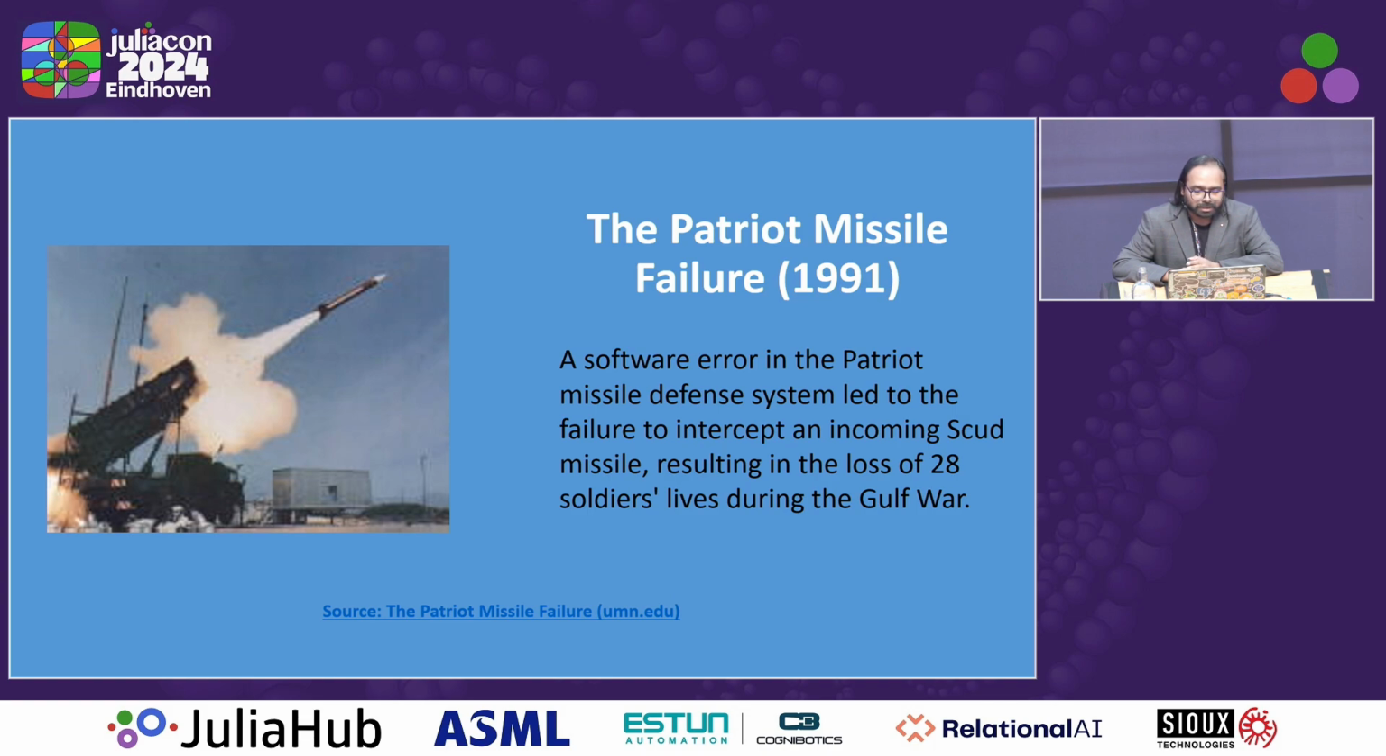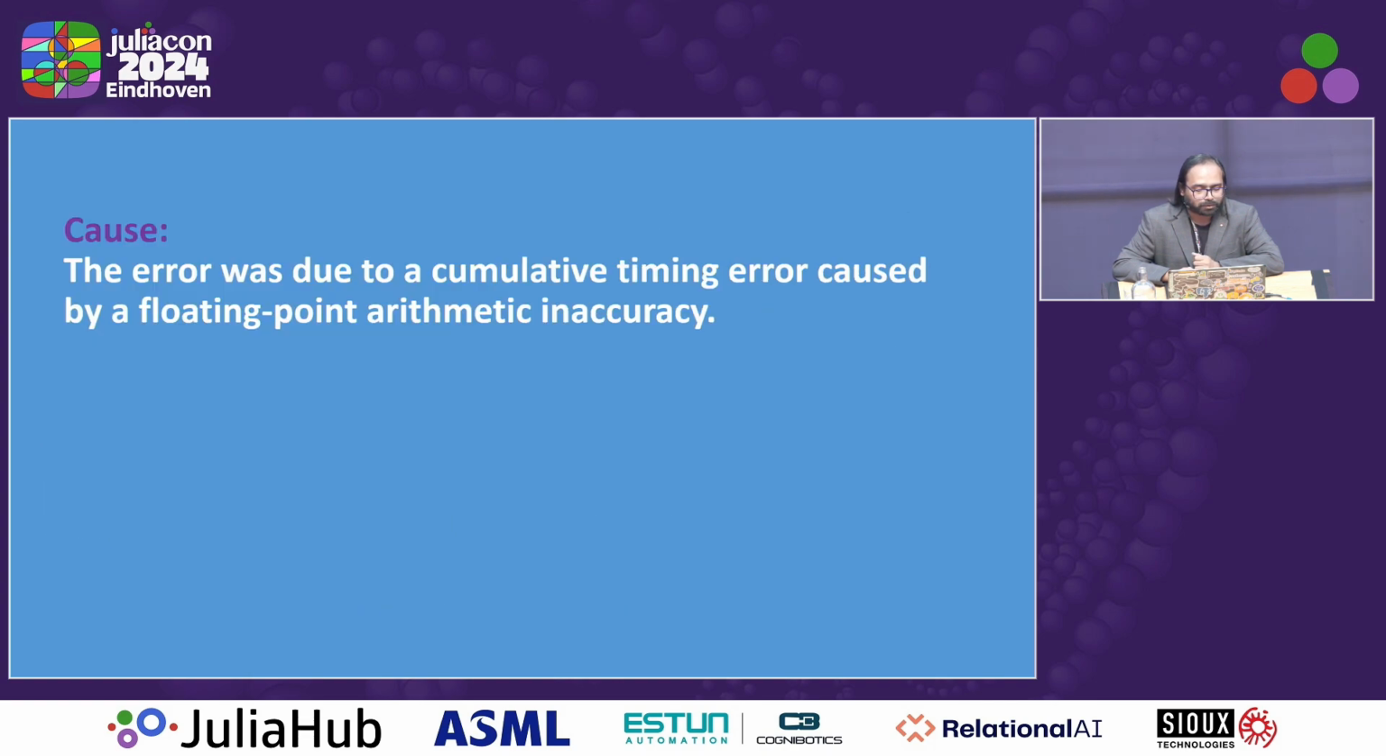The next one was the Patriot missile failure in 1991. A software error in the Patriot missile defense system led to the failure to intercept an incoming Scud missile, resulting in the loss of 28 soldiers' lives during the Gulf War. The error was due to a cumulative timing error caused by floating point arithmetic inaccuracy.